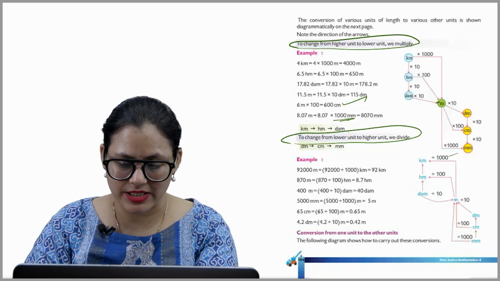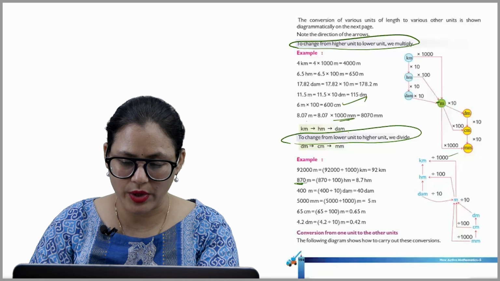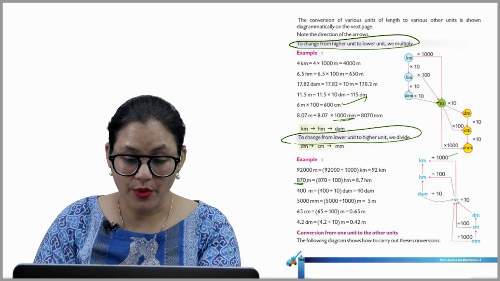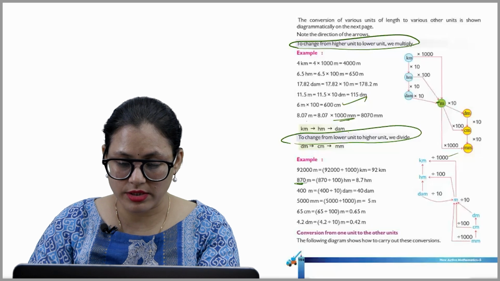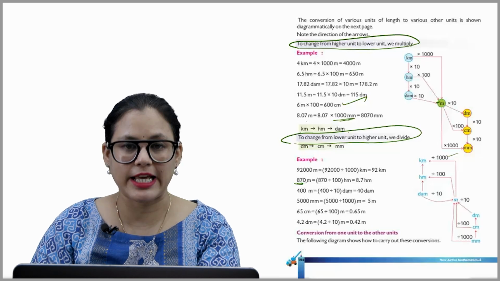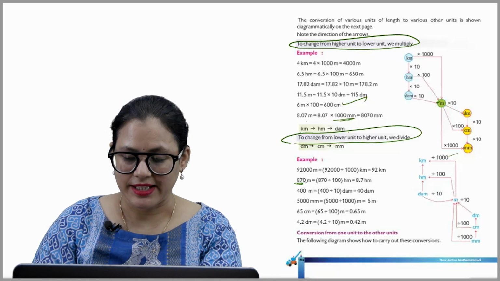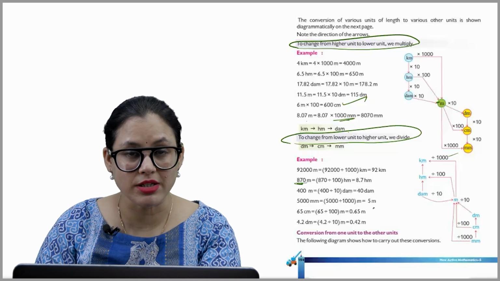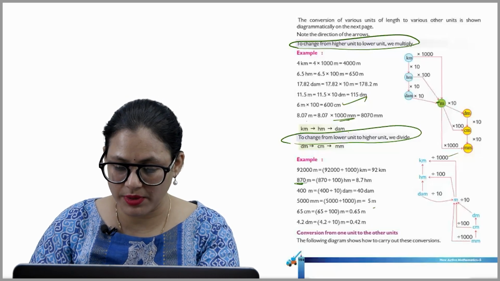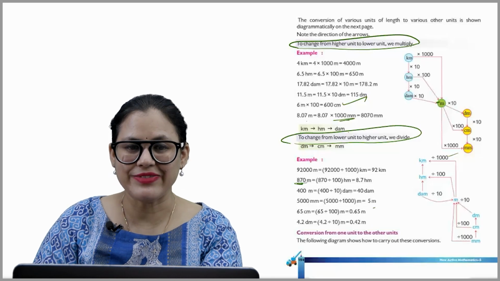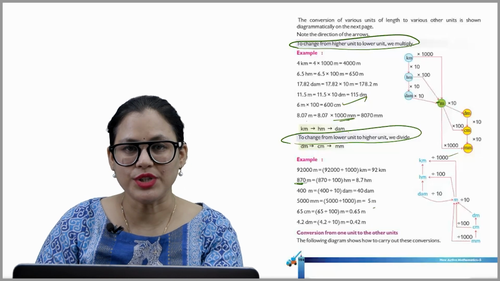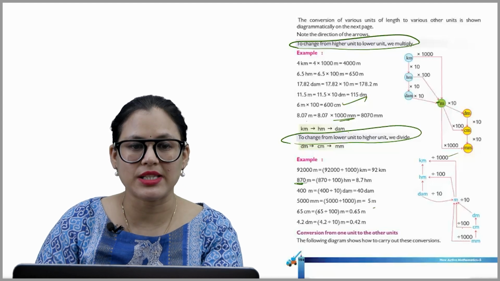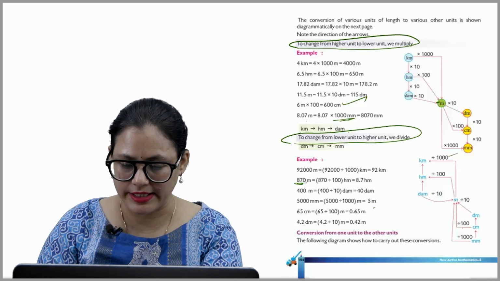Then 870 meter we have to convert into hectometer. Meter to hectometer we will divide by 100. Then 400 meter, and meter to decameter we have to divide by 10 only, right? Then 500 millimeter, and we have to convert it into meter, so we have to divide it by 1000. Then 65 centimeter, we have to convert it into meter, so we will divide it by 100, and 4.2 decimeter, we will divide it by 10 only.